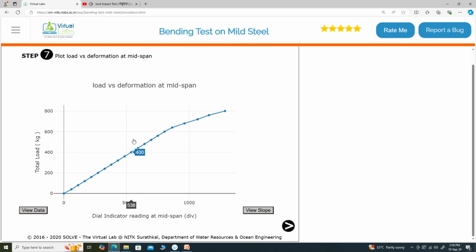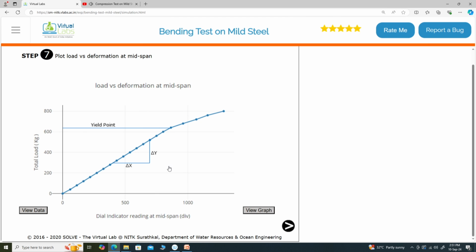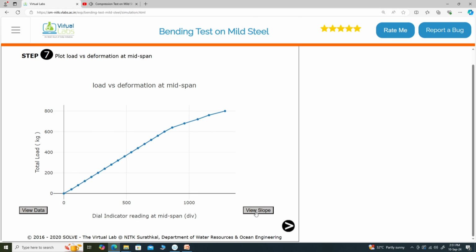Now we plot total load versus dial indicator reading, that is load versus deformation at mid span, and we will see at this point, till around 640, the line is constant, a straight line, then the change comes, then bending comes here. So till this point elastic deformation is here, and then plastic deformation comes. We can also view the slope, delta y, delta x, we can calculate. Yes, it is showing that yield point is here. Graphically the yield point has been obtained here. We can also calculate the yield point.